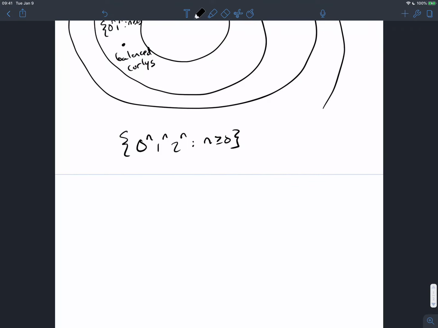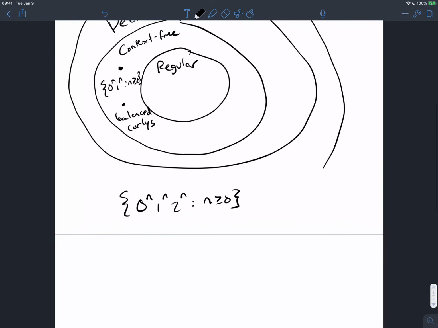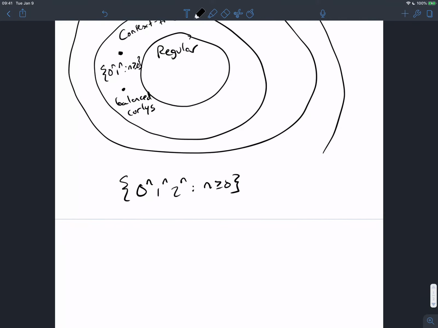Why might this be hard for, let's say, a PDA to recognize? Well, what was our idea to recognize 0 to the n, 1 to the n for a PDA? Yeah, we put the zeros on the stack, and then whenever we saw a 1, we matched it up with the zeros on the stack, and if it matches at the end, great, then we accept. Why might it be troubling here?